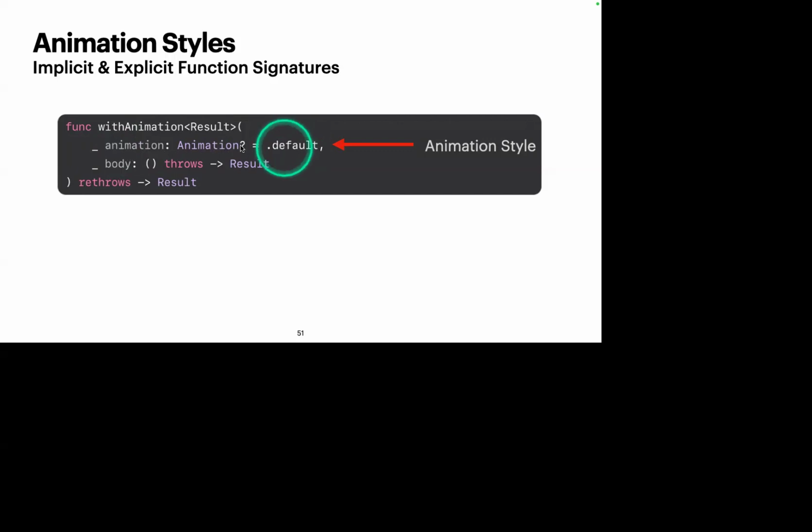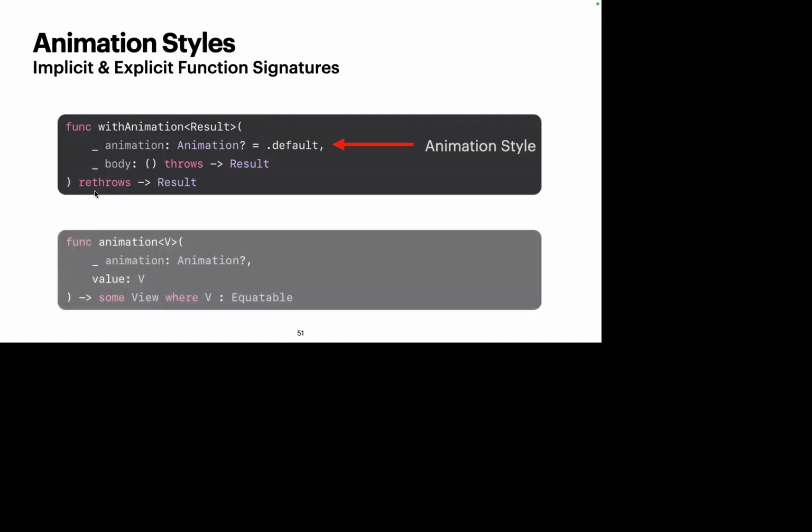And you can see this is optional. And then here is a closure. This is our body closure, which is where we specify the event that we want to happen. And don't worry about the throws and rethrows. You'll see that next lecture when we talk about how to handle API calls.